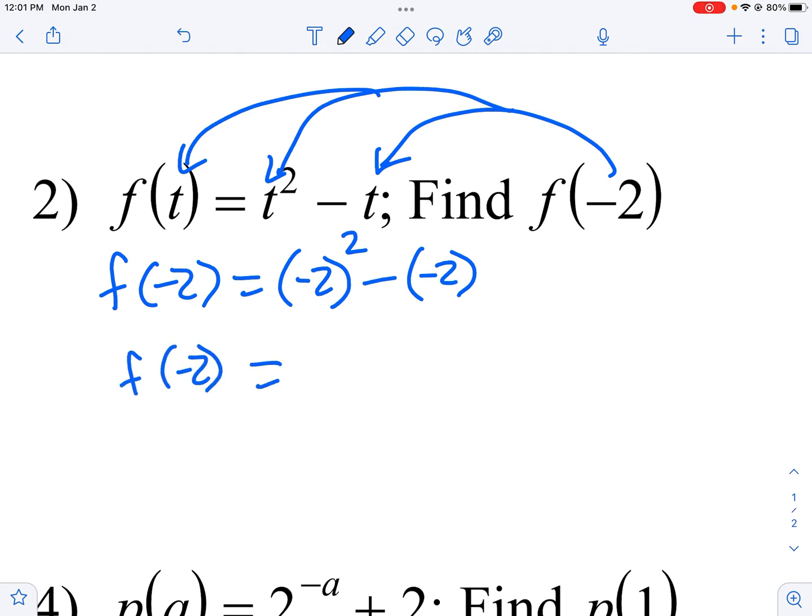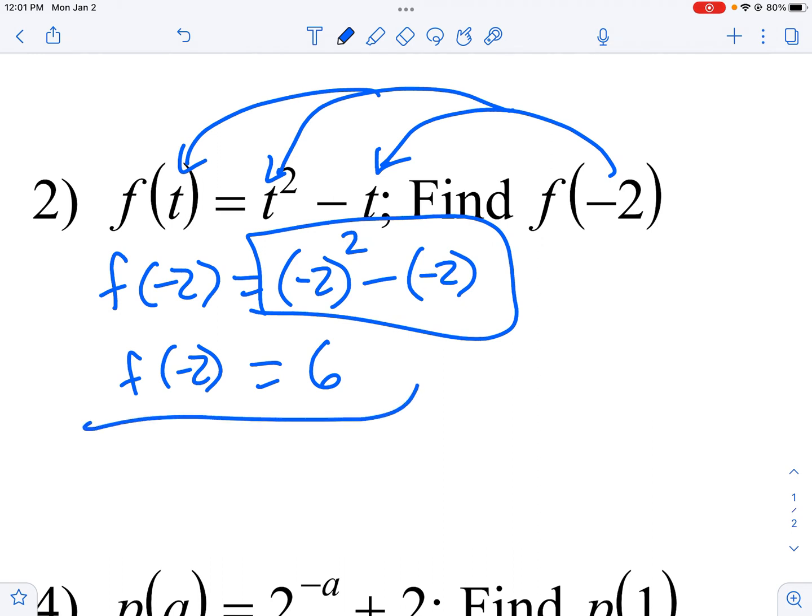And now, if you are not careful, if you do not use parentheses, you will get this wrong. This is a very, very common error. You just put it in parentheses, negative 2, close your parentheses, then square it, and then subtract in parentheses, negative 2, and you'll get your answer. You should get 6. I want you to type that in your calculator. Make sure you get it right. Make sure you get 6.